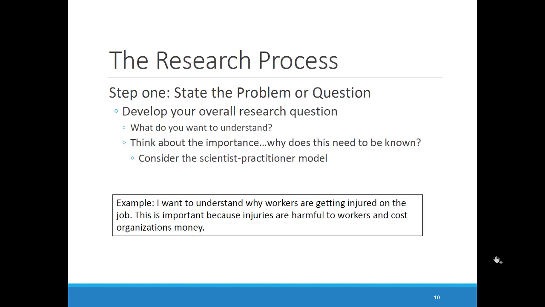Okay. So, for example, I want to understand why workers are getting injured on the job. And a reason why this is important is because injuries are harmful to workers and cost organizations money. So this is another example and one that we will follow through the next several slides.